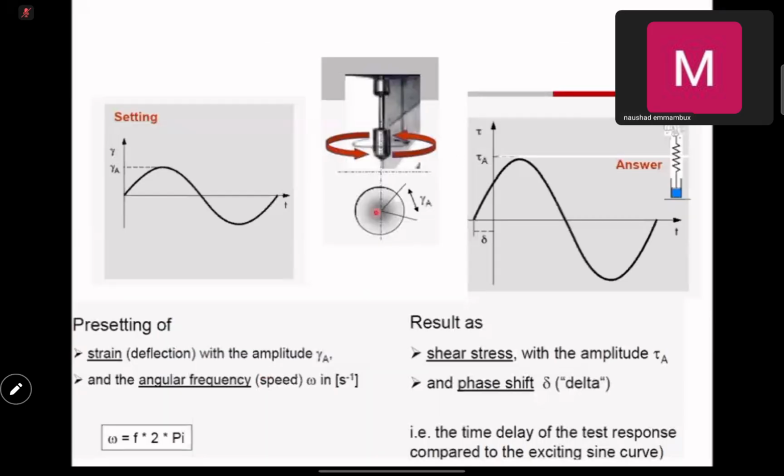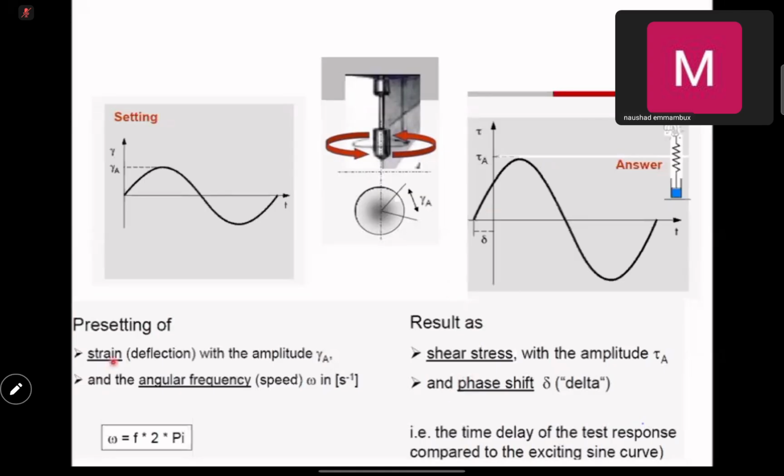So again, I want to show here, for example, this is more or less the angular frequency of the material, and this is your setting of the strain, and you're measuring the stress. And there's a phase shift, which is delta, that the rheometer can measure. So you put in a strain, it measures the stress, and it also measures the phase angle, the phase shift, like what we say here.